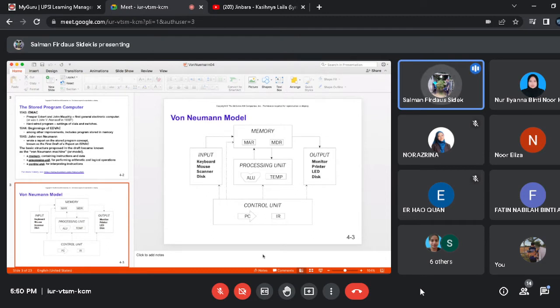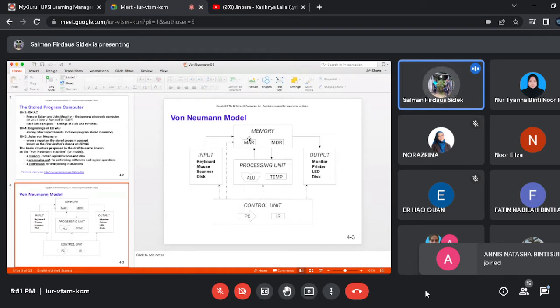After the process ends, the processed data, the final data, will be sent back to the memory. You can see the arrow from input to memory, from memory to CPU, then from CPU going back to memory, and then to output. There are 2 types of arrow, the solid one and the dotted one. I'm referring to the solid one. So you can see how the data flows from input to memory, then to CPU, then returns to memory, and lastly goes to output.